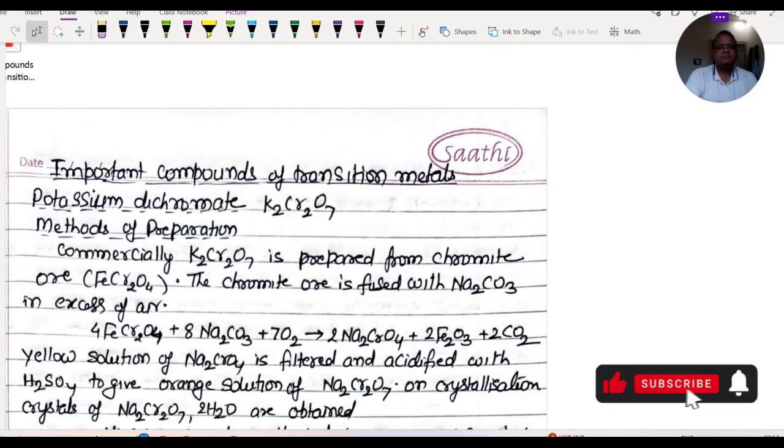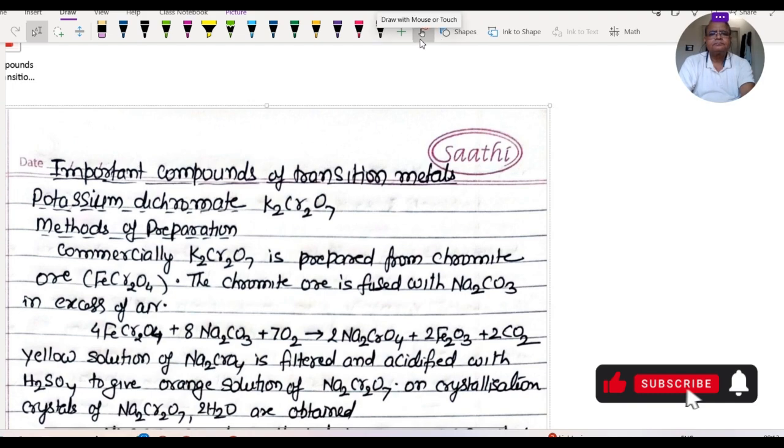Today I am going to discuss important compounds of transition elements. The first compound I am going to discuss is K2Cr2O7, potassium dichromate.